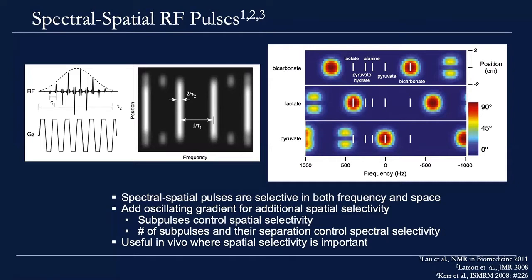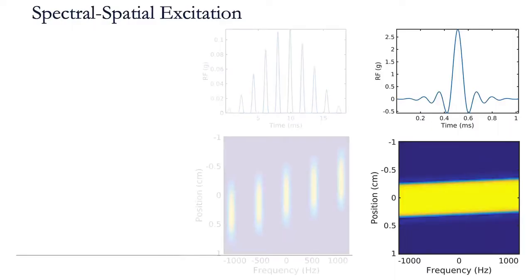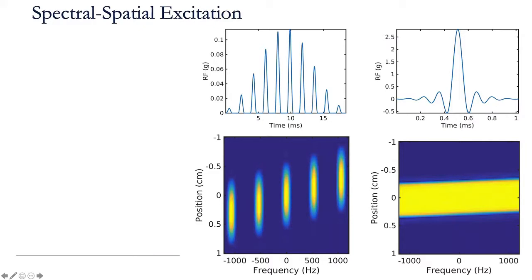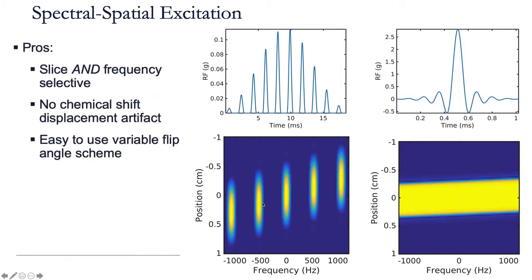So when we contrast the conventional sinc pulse to a simple spectral-spatial pulse, we see a very different response on this spectral-spatial plot, right? With the sinc, you have this normal shifted through frequency plot, whereas here we have distinct regions of excitation and then regions where we don't excite. So we're able to, for instance, excite pyruvate and no other metabolites, and then we simply shift this band to excite lactate and then not excite the others, right? So it's slice and frequency selective, and we don't have any type of chemical shift artifact.